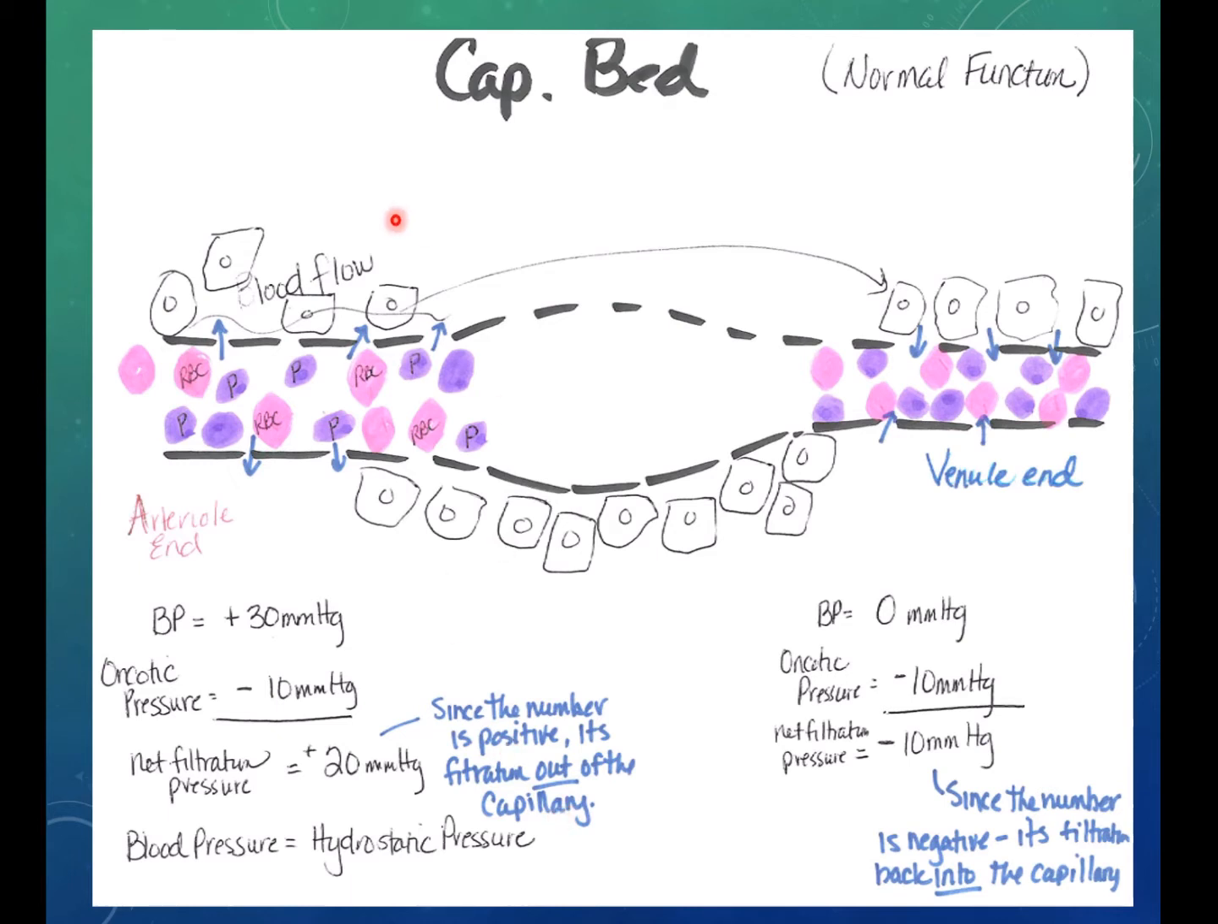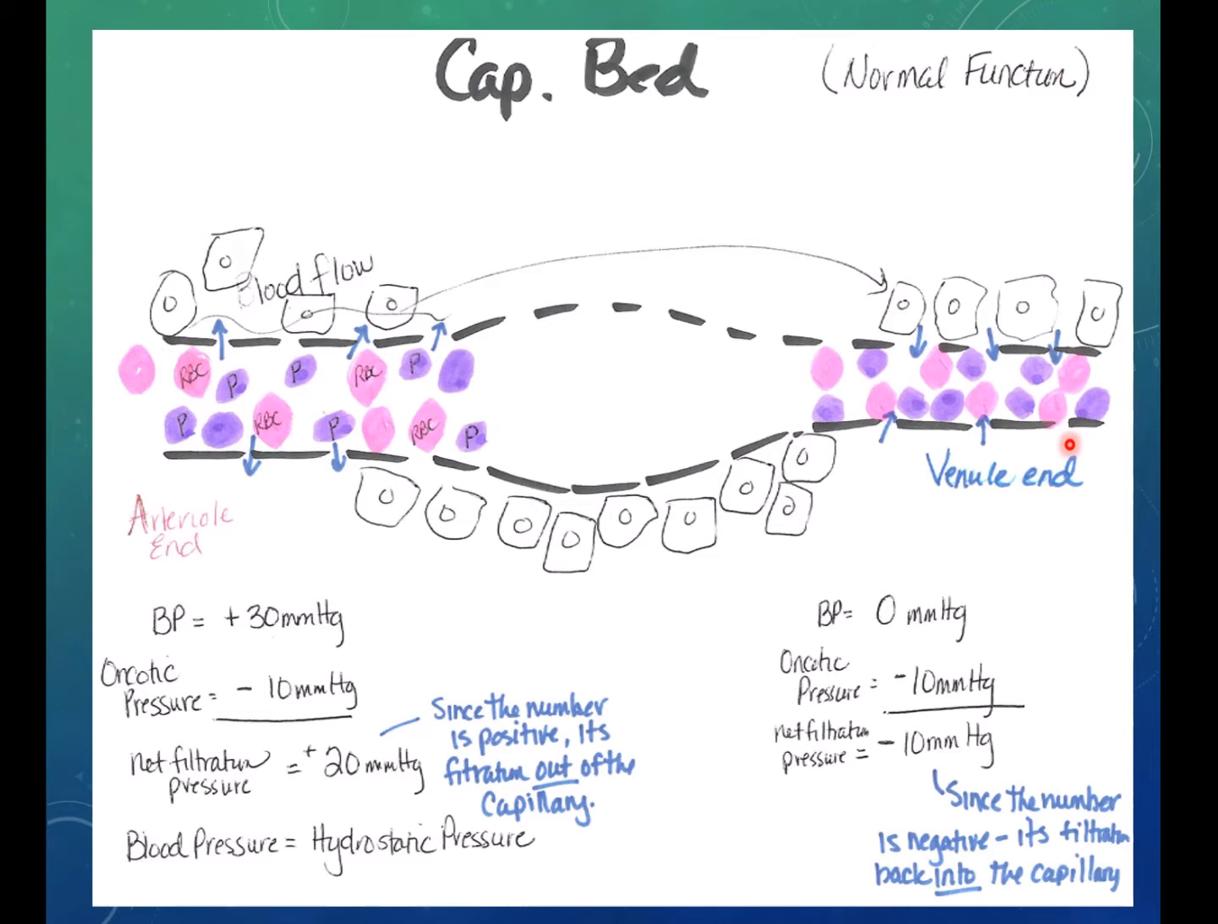Now, that fluid is out here. Remember, there's tons of cells that I didn't draw, but that fluid is out bathing all of the cells, and then eventually it needs to come back in, all right? So we had a plus 20 going out, but all we have to pull it back in on the other end is the oncotic pressure, okay? And that is negative 10. It's the same as on this side. So we're going to pull it back in at negative 10.